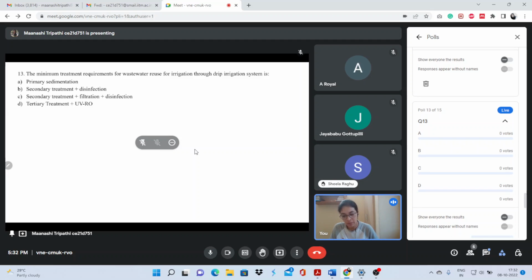The minimum treatment required for wastewater reuse for irrigation through a drip irrigation system is, like I told you, whatever treatment we do depends upon the effluent standard as well as the reuse application. So here in this question we are fixing a reuse application for irrigation, that too drip irrigation. So now we will think about what treatment unit we want. So what can be the treatment unit?